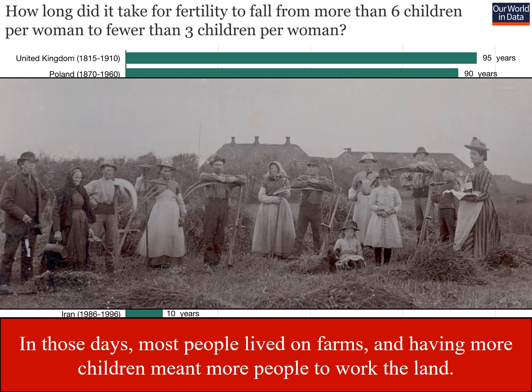One reason why in the US and in Europe before 1800 women had lots of children is because most people lived on farms, and having more children meant more people to work the land. So having children was economically advantageous during those time periods, which is still true in many less developed countries today where people are still working in agriculture.